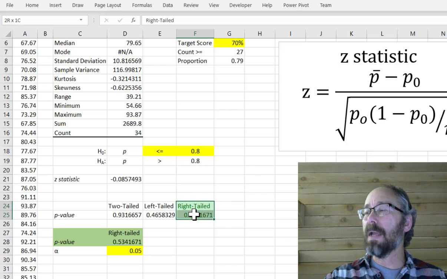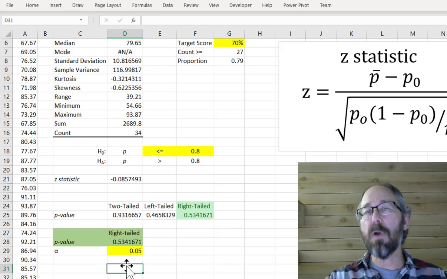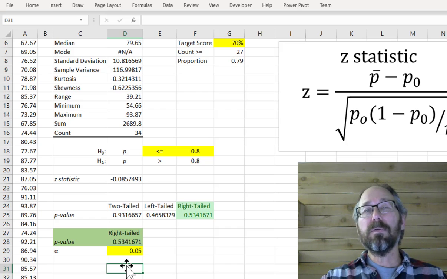So we can go down to our right-tailed test and our alpha, and we see that the p-value for our right-tailed test is greater than our alpha, so we fail to reject the null hypothesis. Okay, so we've demonstrated how to do hypothesis testing for the mean and hypothesis testing for the proportion. Now it's your turn to try.